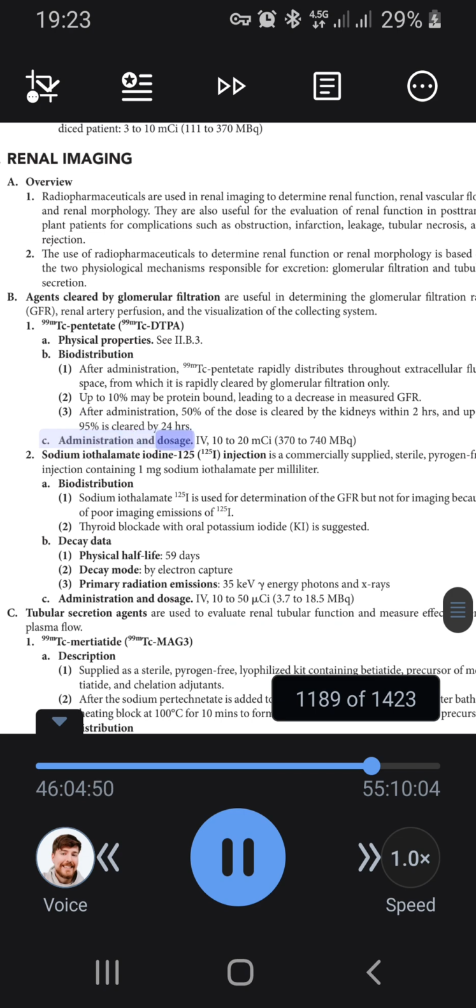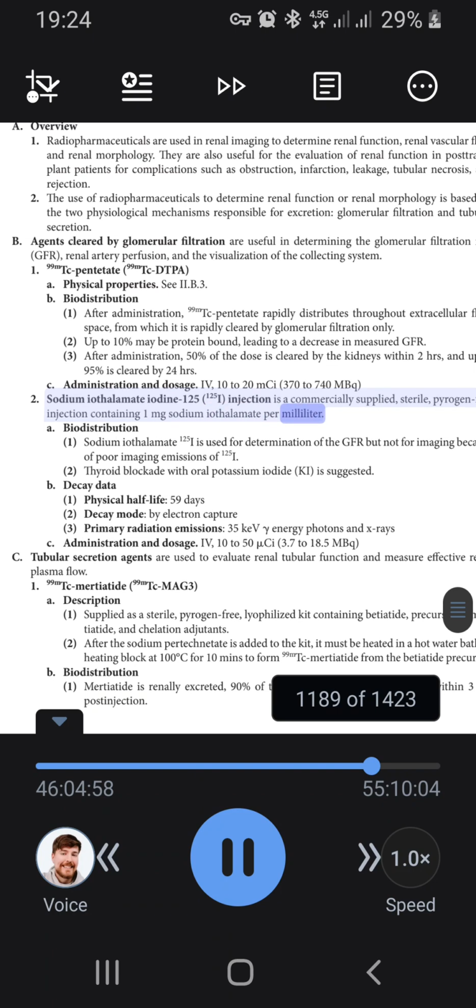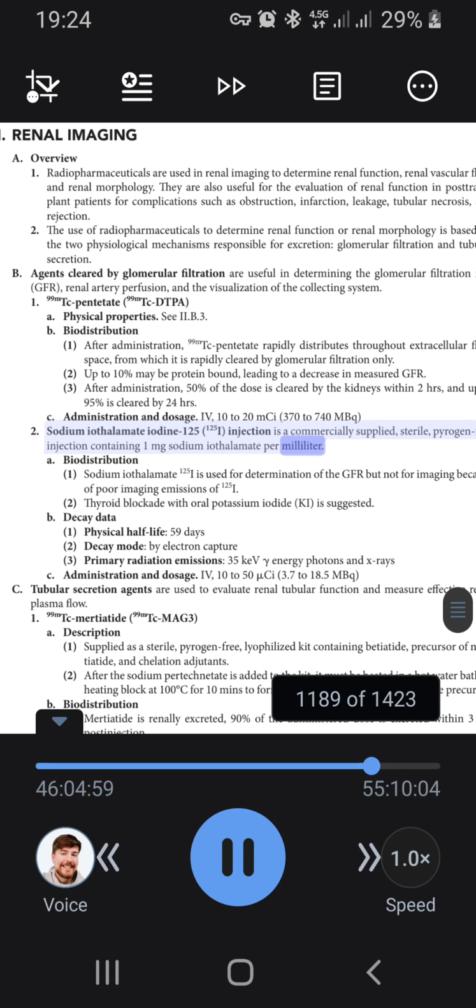C. Administration and dosage. IV 10 to 20 mCi (370 to 740 MBq). 2. Sodium iothalamate iodine-125 (125I) injection is a commercially supplied, sterile, pyrogen-free injection containing 1 mg sodium iothalamate per milliliter. B. Biodistribution. Sodium iothalamate 125I is used for determination of the GFR, but not for imaging because of poor imaging emissions of 125I. 2. Thyroid blockade with oral potassium iodide.